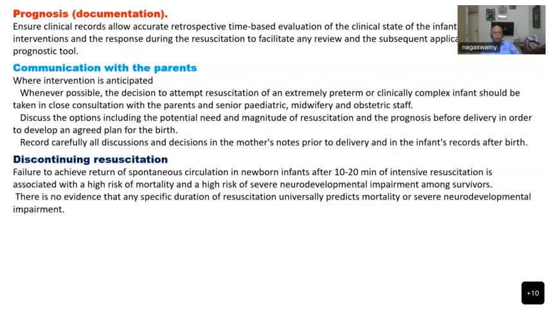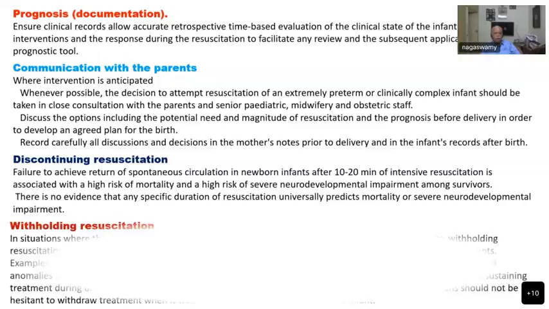There is no evidence that any specific duration of resuscitation universally predicts mortality. This is the only dilemma we are put into. We don't know when to stop. Severe neurodevelopmental impairment may happen. So this is a very tricky situation we have to handle.